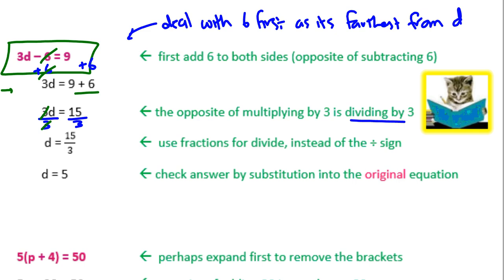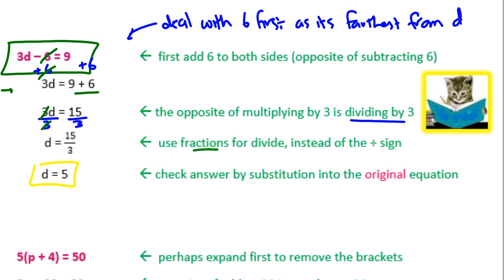So then we've got 15 divided by 3. Don't by mistake do 3 divided by 15. Both sides are being divided by 3, so the 3 should be in the denominator, and then 15. Use fractions to divide instead of the divide sign. 15 divided by 3 is 5.